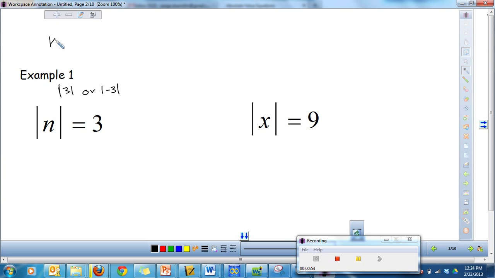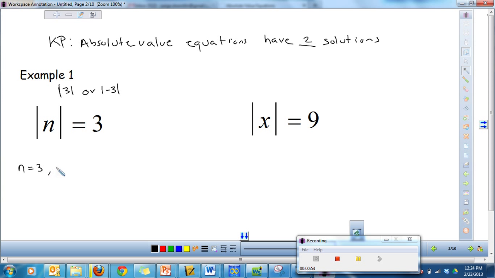There's a really important key point that we need to remember when solving absolute value equations, and that is that absolute value equations have two solutions. N could be 3, or n could also be -3, because the absolute value of -3 is 3, and the absolute value of 3 is 3. So we will write that n can either be 3, or n could be -3. Sometimes you'll see your solution written like this. Either way is fine.